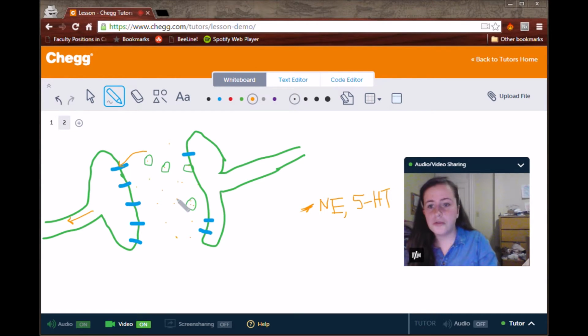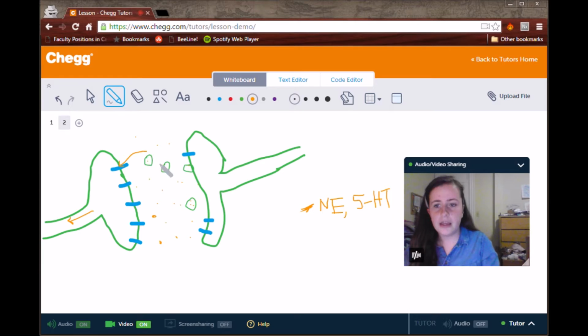So in order to increase the amount of serotonin and norepinephrine that get over here, there's a couple different things you could do, and you might be able to think about some of these. So, you know, we could increase the amount that are released into this area. That would be good. If we decrease the amount of serotonin that gets in the way, that's also good.